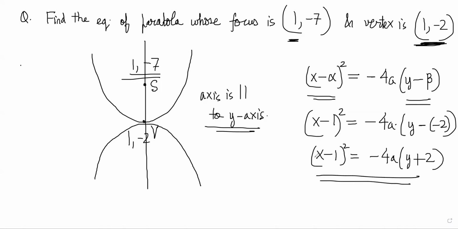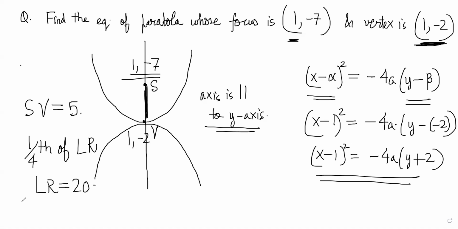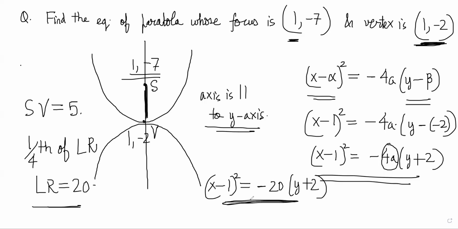And now we also have to know the distance between the focus and the vertex, right? Here in this problem, the distance between focus and vertex, the SV distance, is 5. But usually that distance is 1/4 of the latus rectum, right? So that means our latus rectum should be 20. And latus rectum is basically going to be this constant, so 4a must be 20. So my equation should be x minus 1 whole square is equal to minus 20 times y plus 2. Right? That becomes the equation of our parabola.